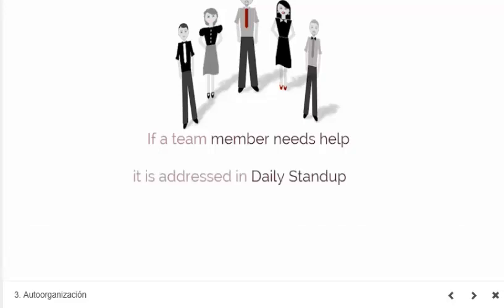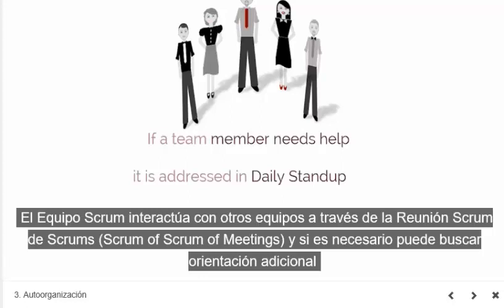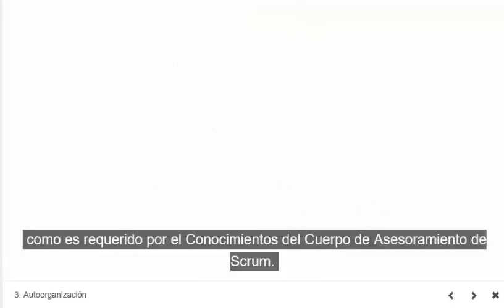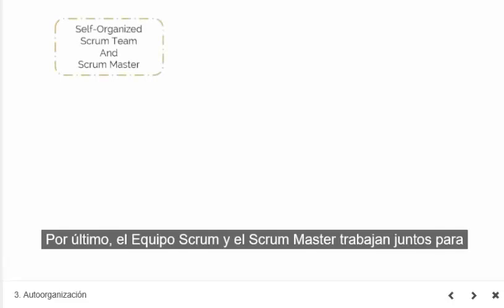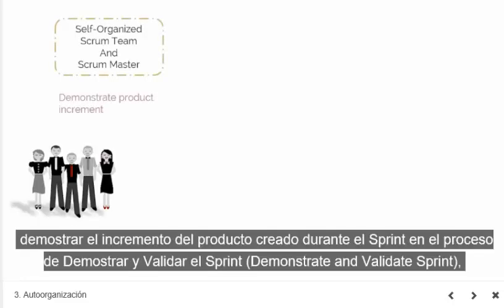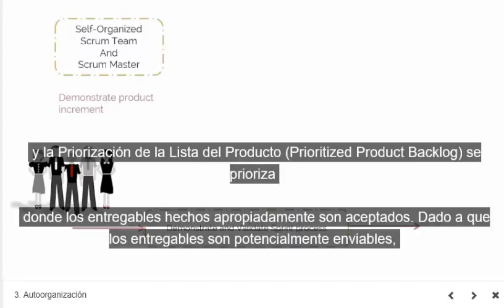meetings. The Scrum team itself interacts with other teams through the Scrum of Scrums, or SOS meetings, and can look for additional guidance as required from the Scrum guidance body. Finally, the Scrum team and Scrum Master work closely to demonstrate the product increment created during the sprint in the demonstrate and validate sprint process, where properly completed deliverables are accepted.